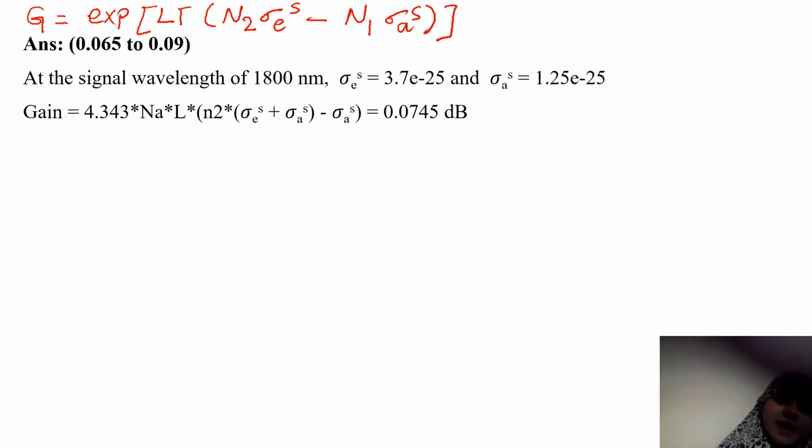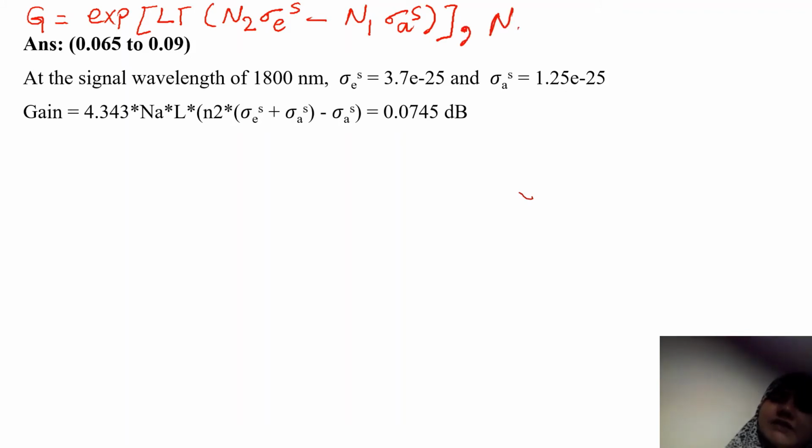We have the emission cross section, absorption cross section, the pump signal overlap, that is the lambda, and the length of the fiber. We don't know N2 and N1, that is the exact number of atoms in the excited state. But instead of that, we have been given some information. What information are we given?